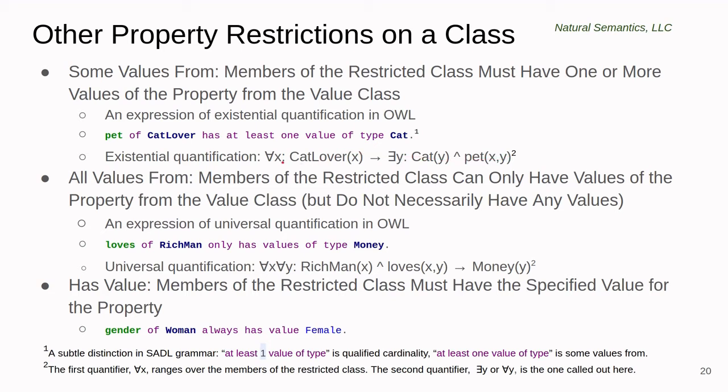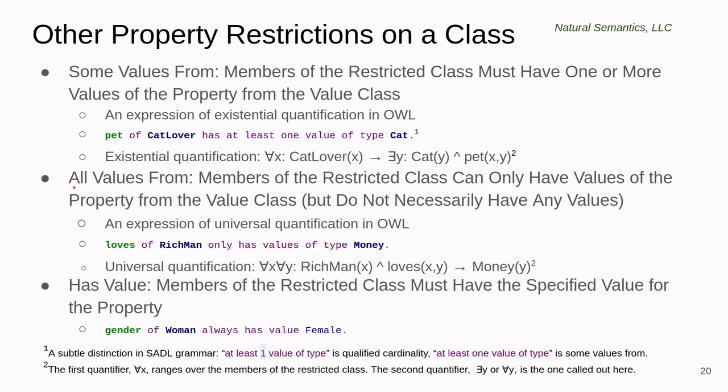Note here that this outer for all, or this universal quantification, is just doing a range over all members of the class cat lover. So that's not really what we're talking about when we say existential in this case. It's in the implication. The implication of this is that there exists some y, a member of the cat class, with this relationship. So this is the quantification that we're talking about when we say that some values from is existential quantification in OWL.